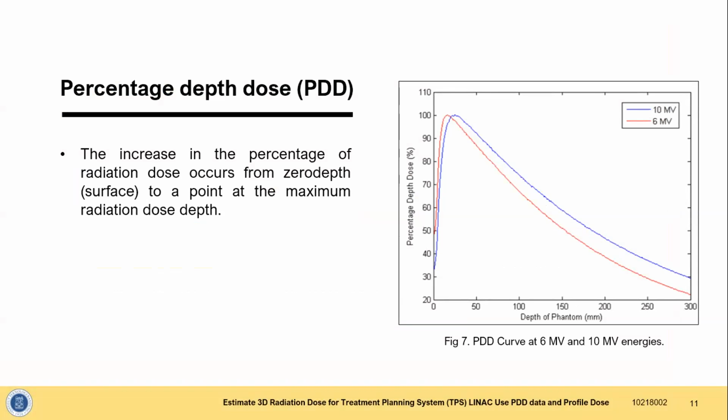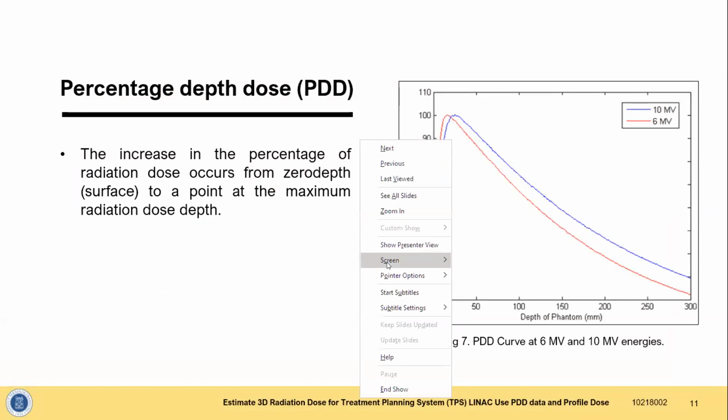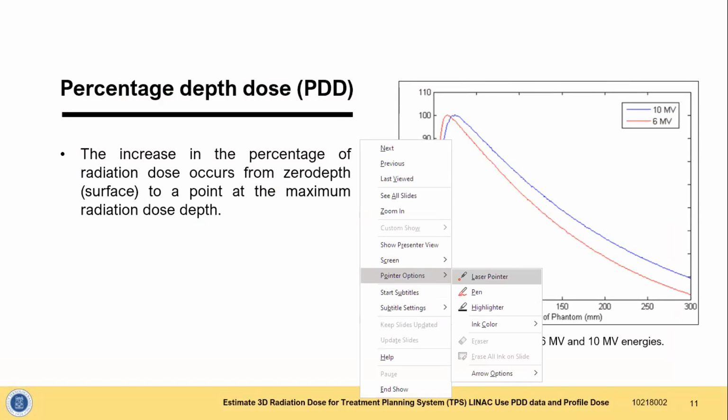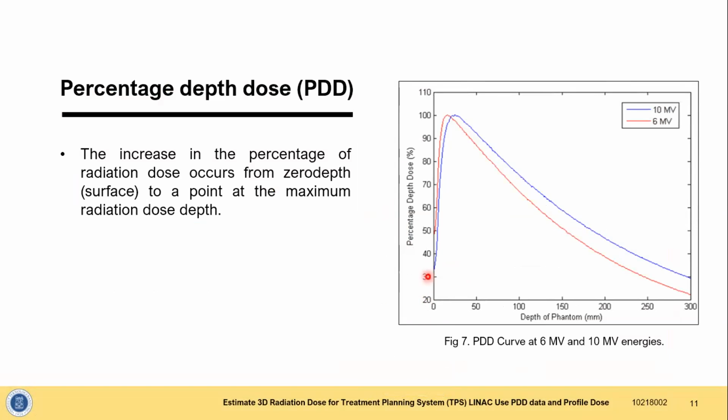In this figure, the PDD curve decreases. There is a decrease in the curve after reaching the maximum value of radiation dose depth. So what causes the decrease in the curve? Thank you.